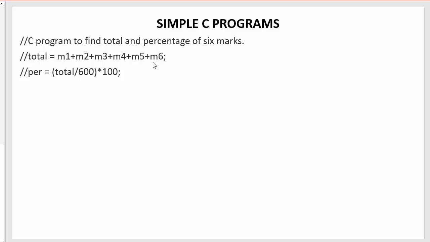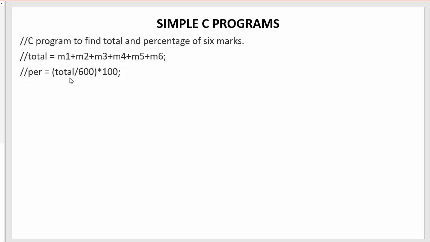To store the value of total, we also need to create another variable, and the total is the 7th variable. So M1 to M6 are 6 variables of type integer, and this total is a 7th variable of type float. Once we find out the total, we need to calculate the percentage.